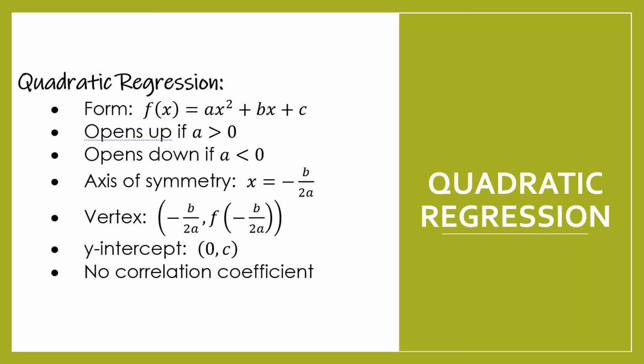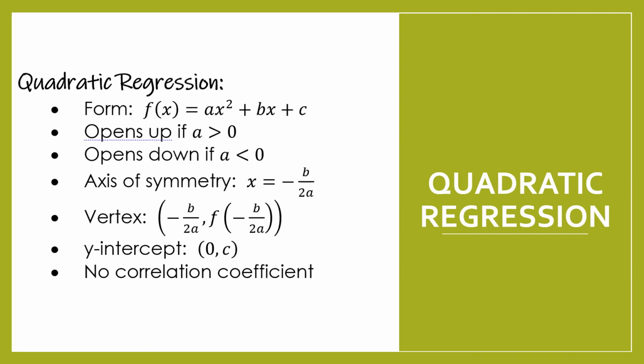The last type of regression that we have is quadratic regression. So this would be when you graph data and you notice that U-shape or parabola shape to your scatter plot. We will have our regression be in the form of f of x equals a x squared plus b x plus c. So that would be standard form. If your a value is positive or larger than 0, then your parabola will be opening up. Whereas if your a value is negative or below 0, your parabola would open down.